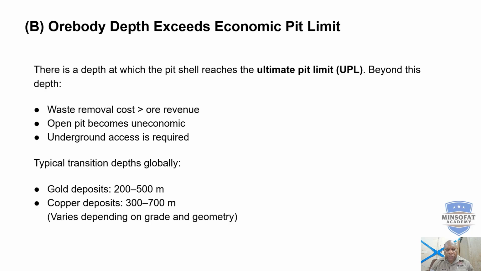Now, typical transition depths globally for gold deposits: when depth reaches 200 to 500 meters, the decision must be taken to consider switching to underground mining. For copper deposits at a depth range of 300 to 700 meters, the decision must be taken to consider switching to underground mining. In copper deposits, the depth varies depending on grade and geometry.